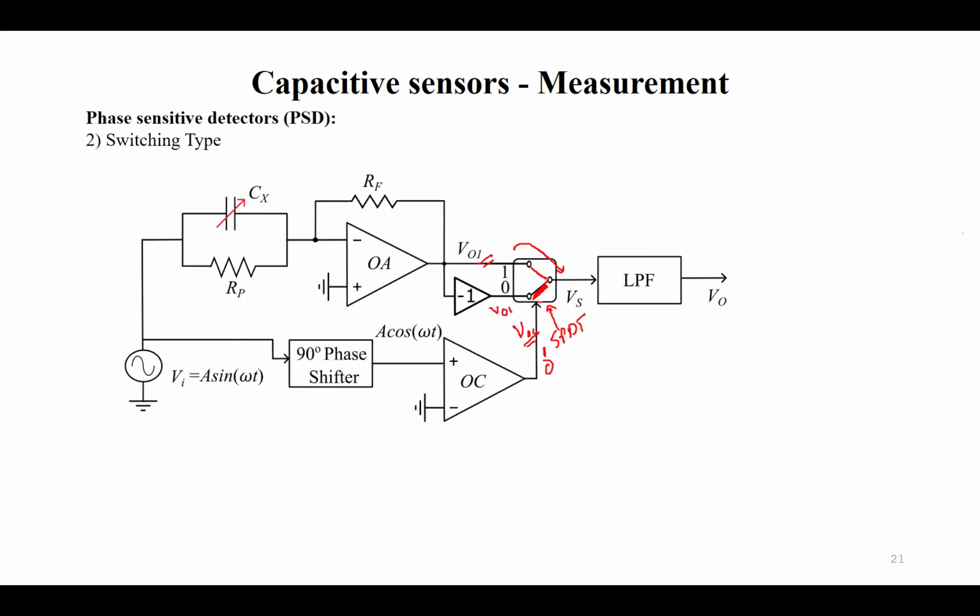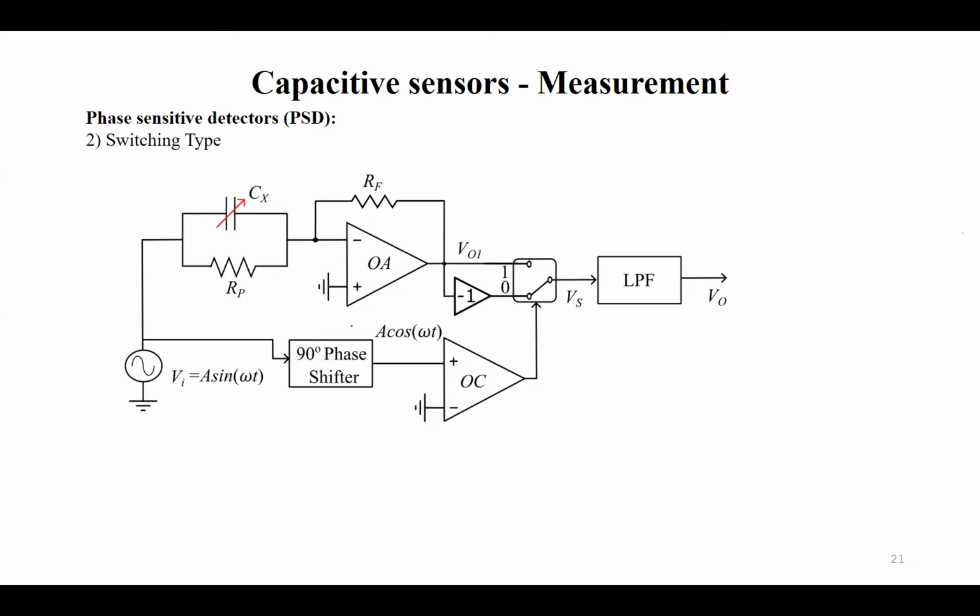There is an inverter here, so minus V01 will be coming to Vs. So we can easily switch as a pathway to select whether I need to integrate V01 or minus V01. We'll see how this can help in measuring Cx independent of RP, right?